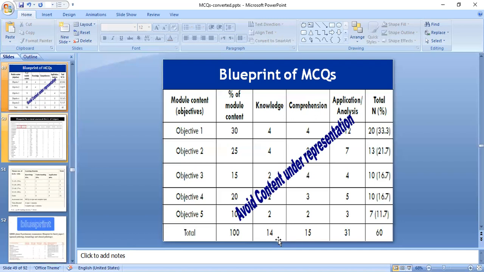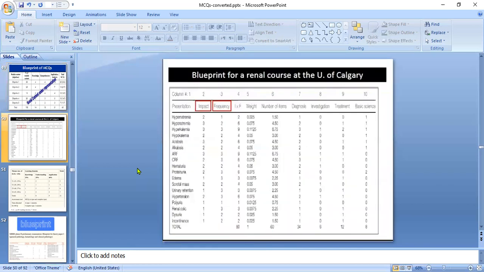So we have to be very wise and very careful while constructing these MCQs. We have to avoid content under-representation of the different MCQs. This is another example, a real example of a blueprint for the renal course at the University of Calgary, which is a university in Canada.